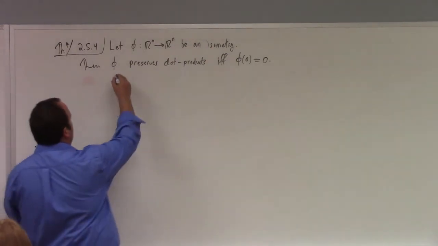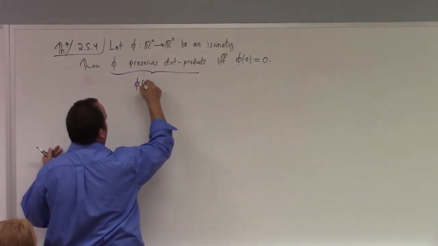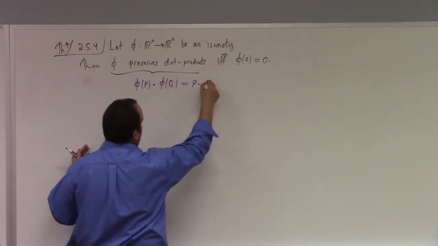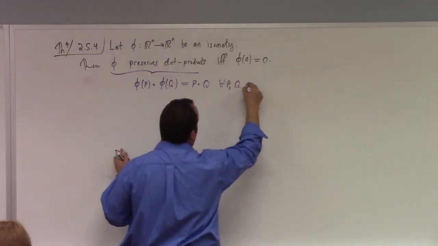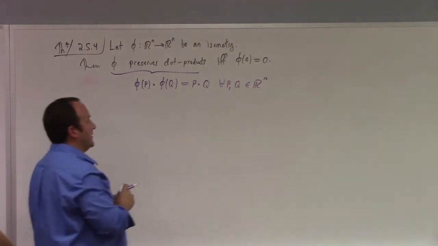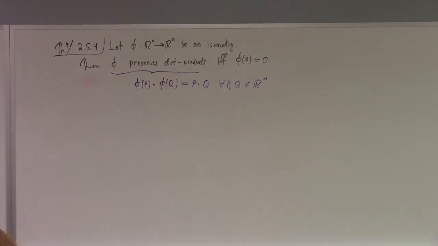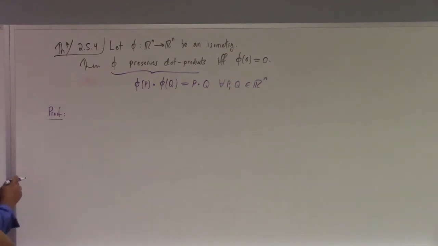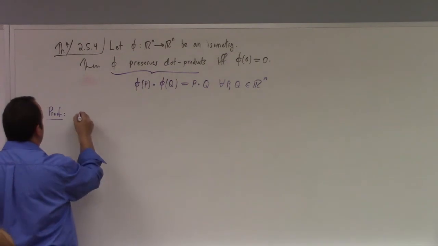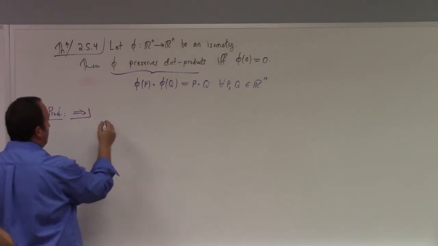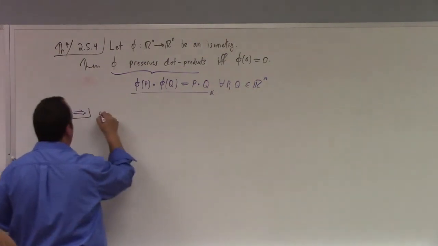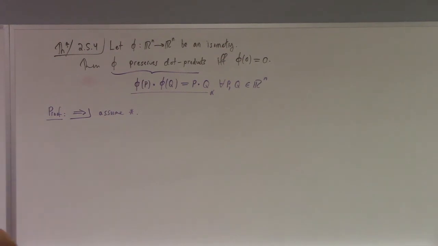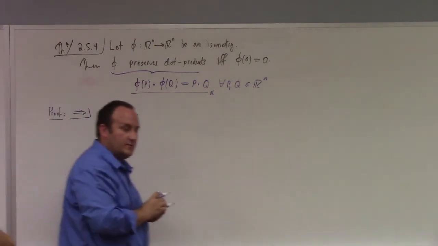Preserves dot product. What that means, guys, is that phi of p dot phi of q is equal to p dot q for all p, q in Rn. That's what I mean by preserving the dot product. So let's look at the proof of that. This is an if and only if, so let's do this way first. So assume, we call this thing star, assume star. We'd like to show that phi of 0 is equal to 0, right?